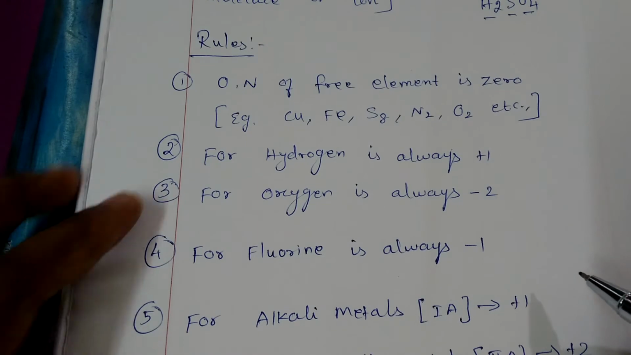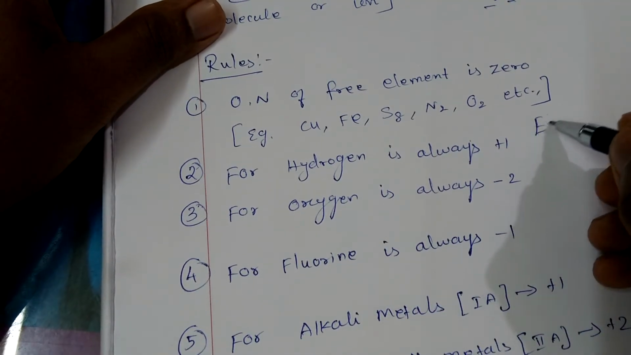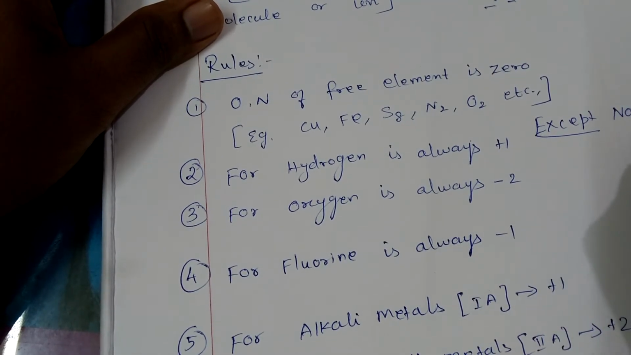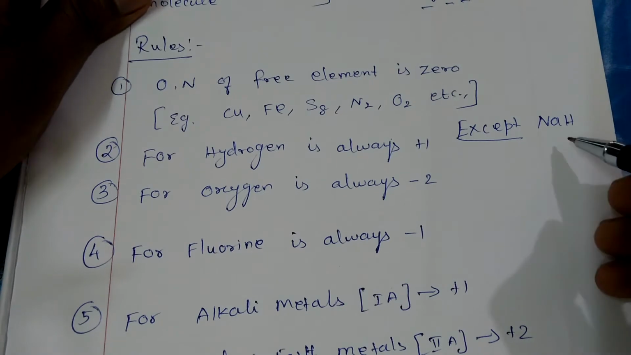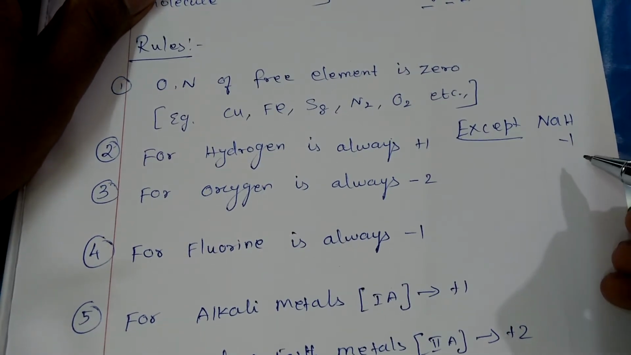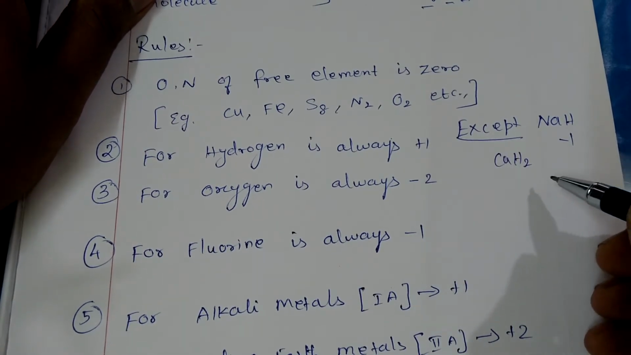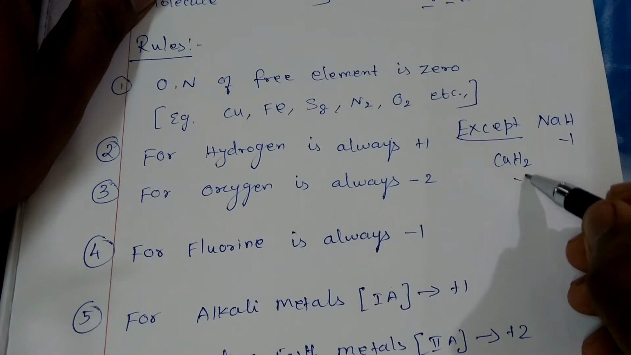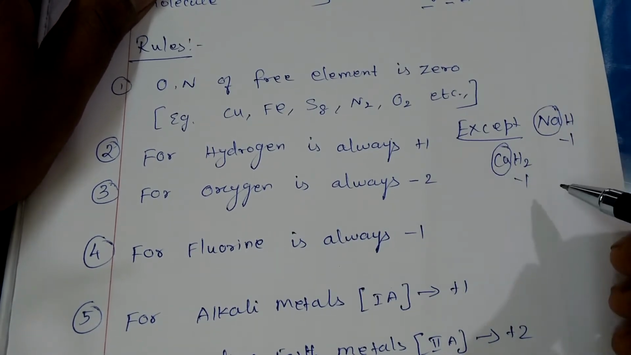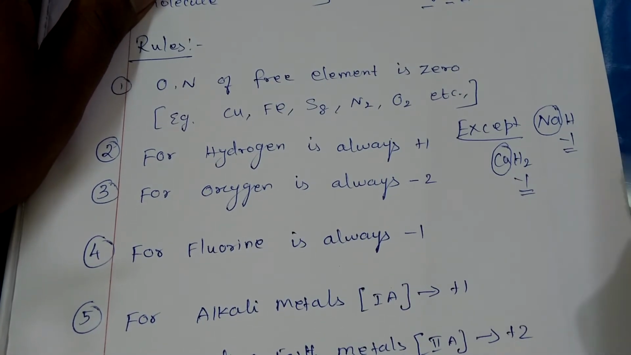The oxidation number of hydrogen is always +1. There is an exceptional case, metallic hydrides. For example, NaH, sodium hydride, in which the oxidation number of hydrogen is -1. CaH2, in which the oxidation number of hydrogen is again -1. If hydrogen is combined with any metal, the oxidation number of hydrogen will be -1.